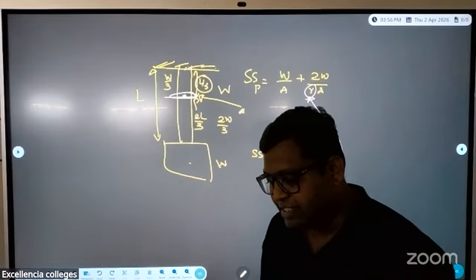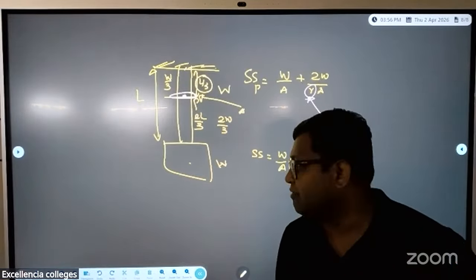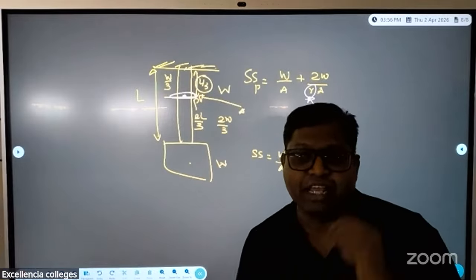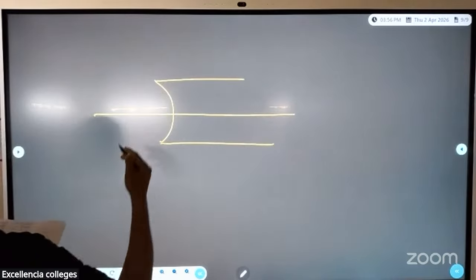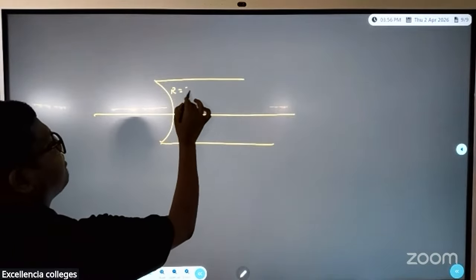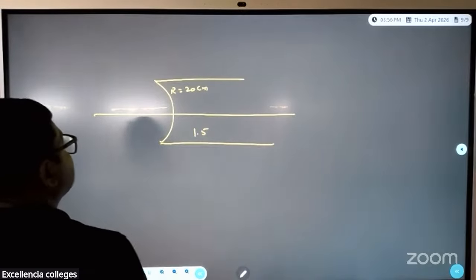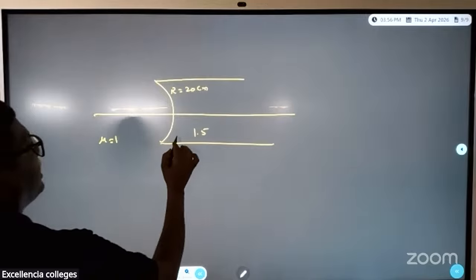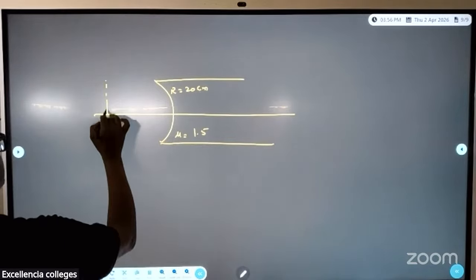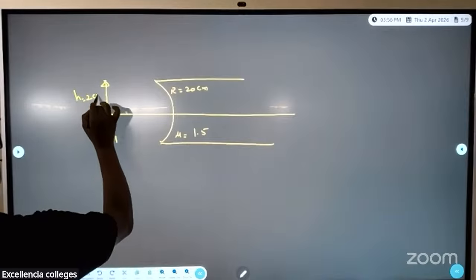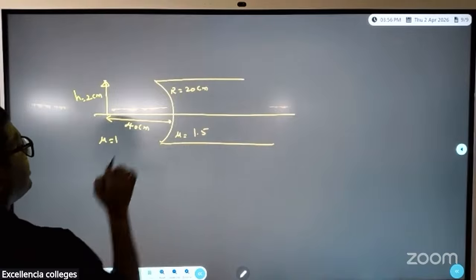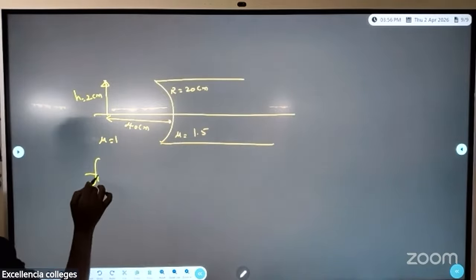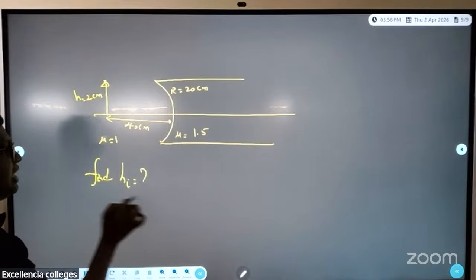Now, there is one interesting question which again came from geometrical optics, which is the concept of refraction at a curved surface. Let us quickly solve this question also. So you have a curved surface. It is given that the radius of curvature is 20 centimeter. Refractive index is 1.5. Here refractive index is 1. There is an object whose height is 2 centimeter, placed at a distance of 40 centimeter. We are asked to find the height of the image.